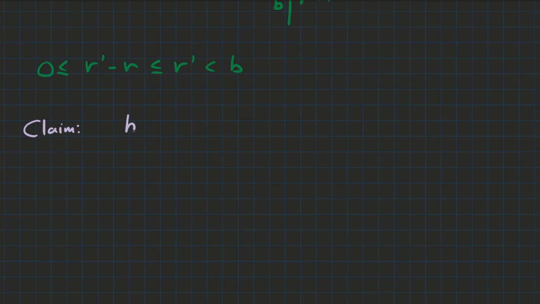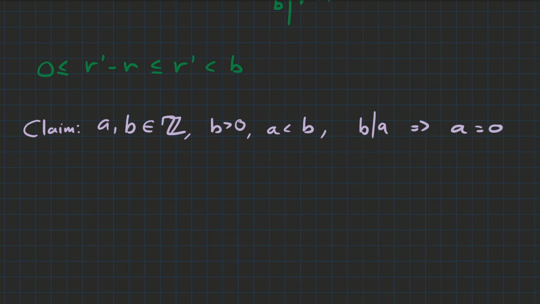If B is an integer, and for the sake of our argument, we might as well just say it's non-negative, and A is an integer. But okay, so say A, B are integers, B is positive, and A is strictly less than B, and B divides A. This implies that A must be 0. Okay, this is my claim.